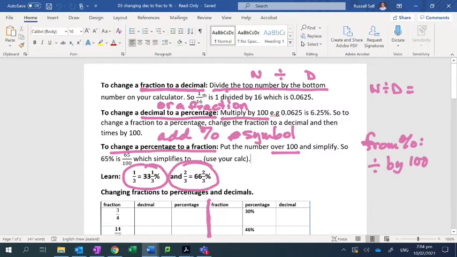Numerator divided by denominator. So 3 divided by 4, anybody? 0.75. There you go. That's one of those that hopefully you know anyway, but if you don't, worry about it. You can always do the process.